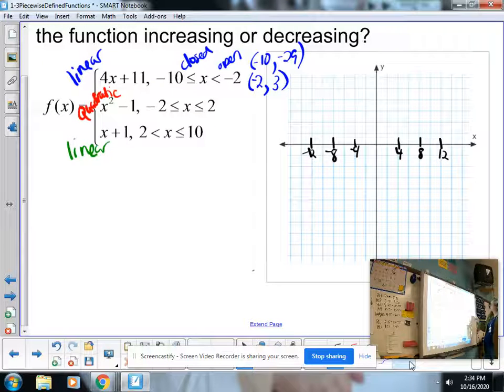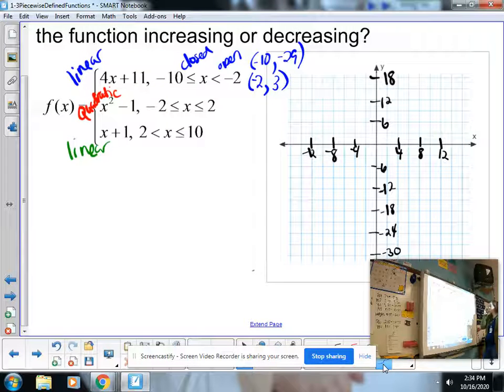Going down my y-axis, I'm going to count by 3s. So I have -3, -6, -9, -12, -15, -18, -21, -24, -27, -30. And then I'll do the same thing going up as well.